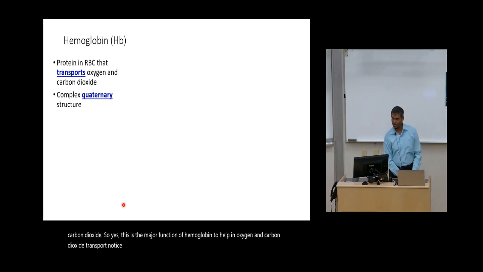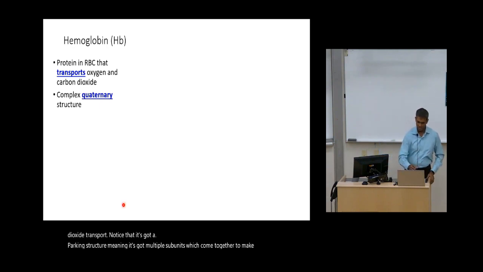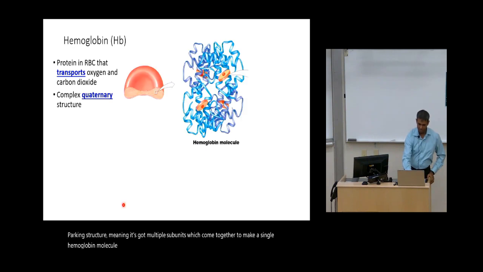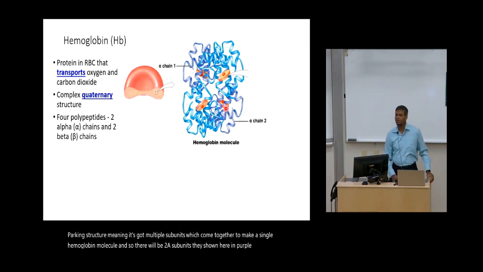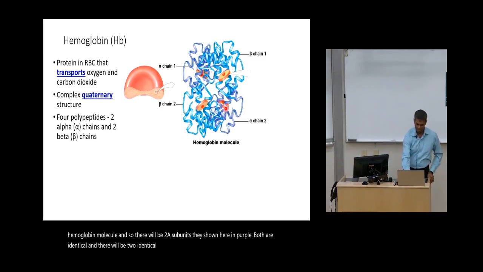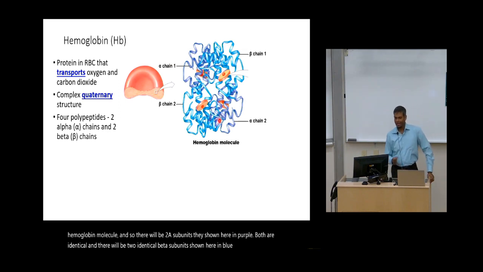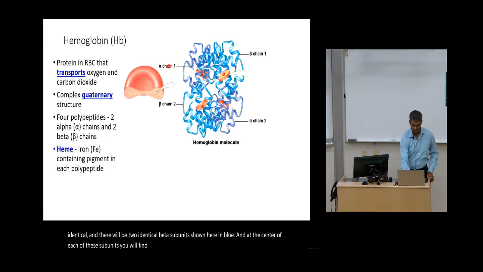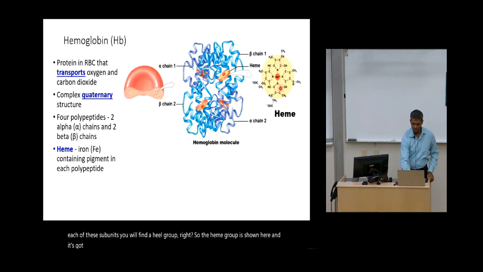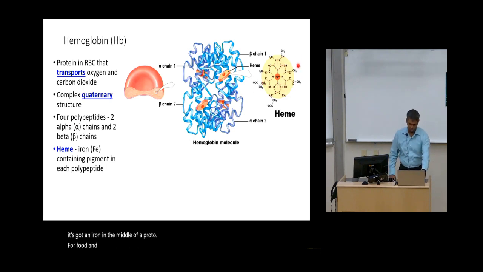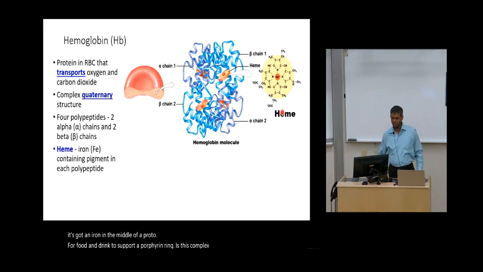Notice that it's got a quaternary structure, meaning it's got multiple subunits which come together to make a single hemoglobin molecule. And so there will be two alpha subunits, shown here in purple, both identical, and there will be two identical beta subunits shown here in blue. And at the center of each of these subunits you will find a heme group, right? So the heme group is shown here, and it's got an iron in the middle of a protoporphyrin ring. So the protoporphyrin ring is this complex structure shown here, and the good news is I'll never ask you to memorize it.